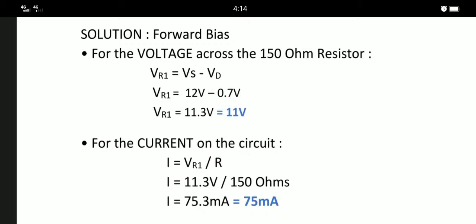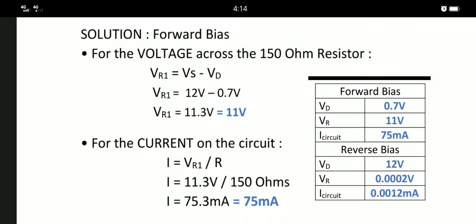This voltage will be used by the 150 ohm resistor, consuming it so that 0 volts will be returned to the ground. To compute for the resistor's current, we derive the formula from Ohm's law, where I is equal to the voltage divided by its resistance, 150 ohms. Now the current is 75.3 milliamperes, rounding it up to 75 milliamperes. If we compare it with the listed values on the table a while ago, they are closely the same or equal.